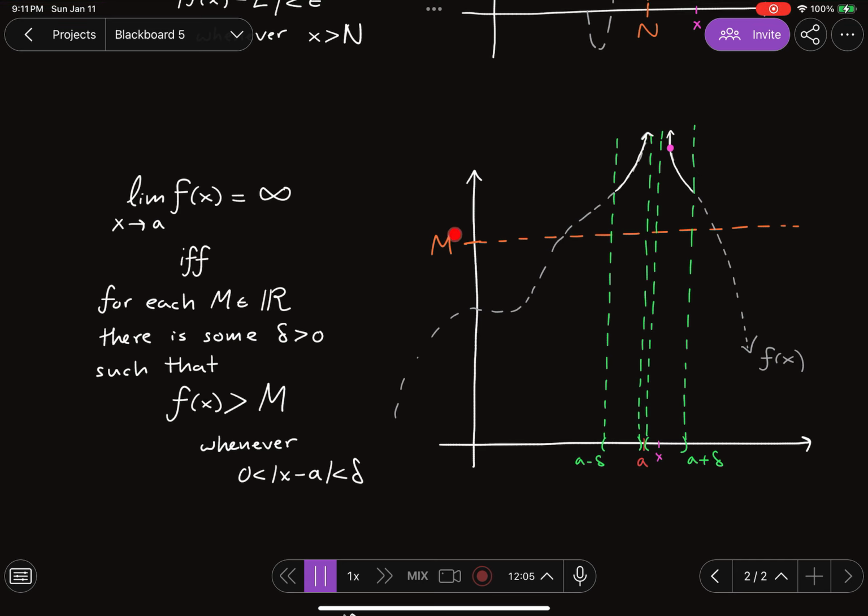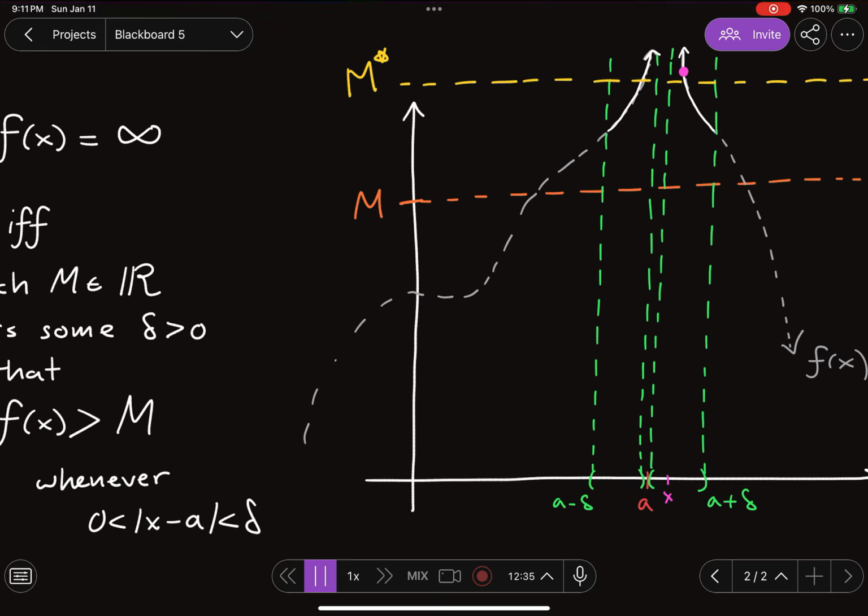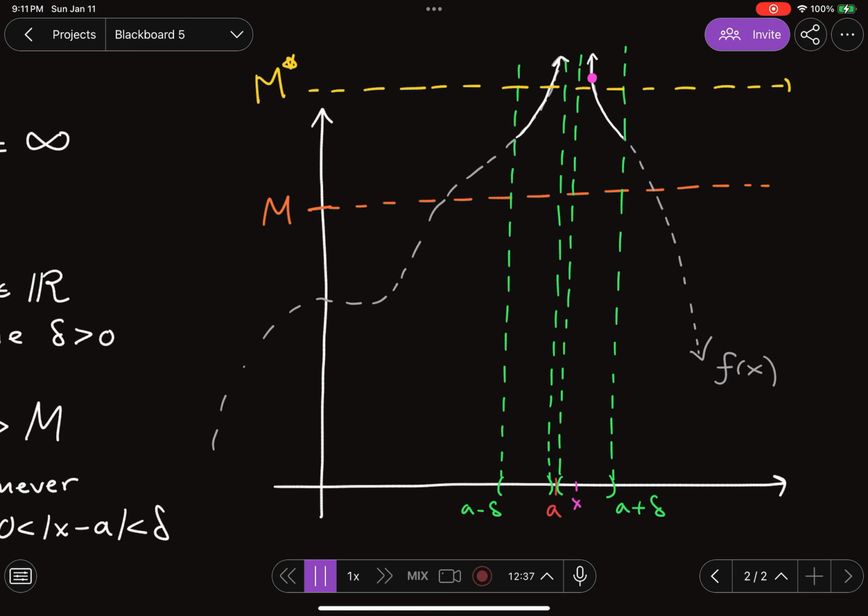And no matter how big this m is, we can push this even further, like I'll do it. We can push that m even larger, maybe right here. Oh, I used that color already. Maybe right here. So here's a new m star. Can we still choose a delta that forces all function values to be bigger than m star? And I think we can.